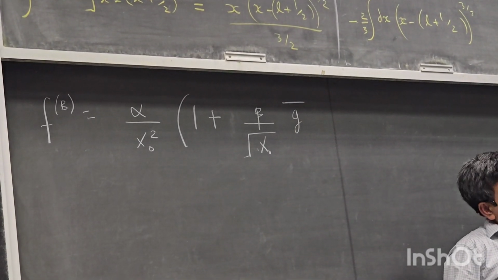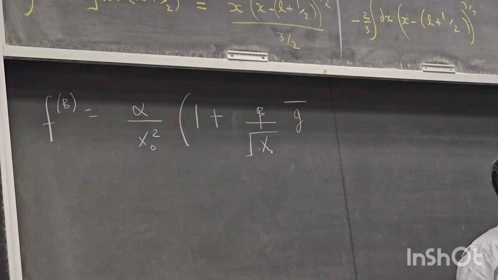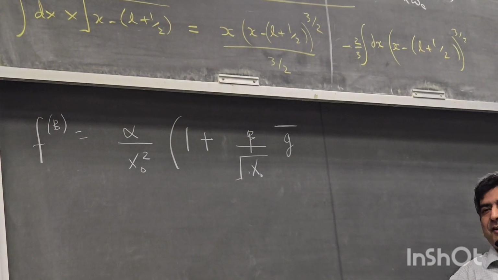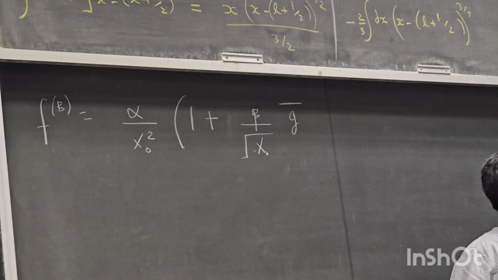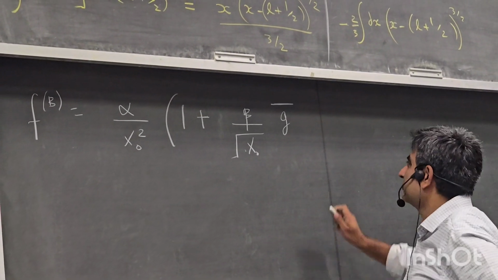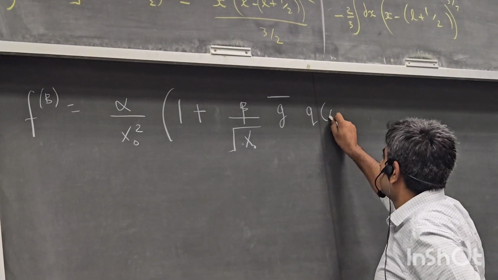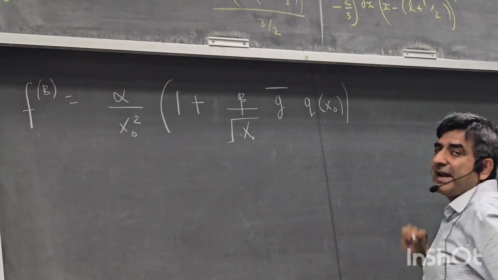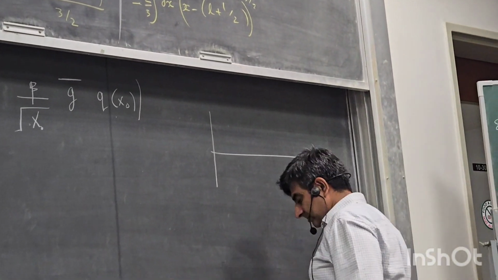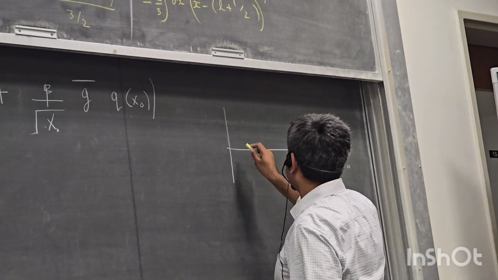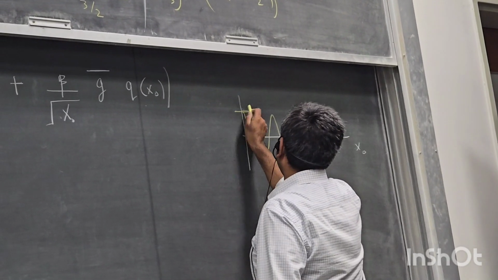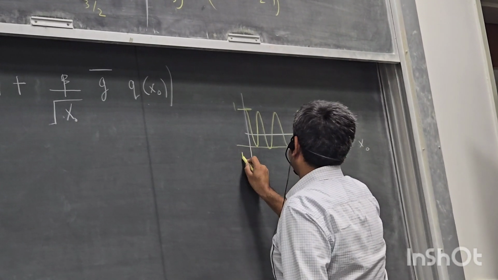Some initial amplitude, some constant g bar, and then the oscillations are still there, but those oscillations are now unit amplitude oscillations. Right? So let's call those oscillations q of x naught, where x naught is this, and q of x naught is just unit amplitude oscillations.